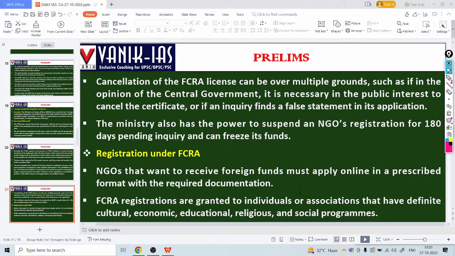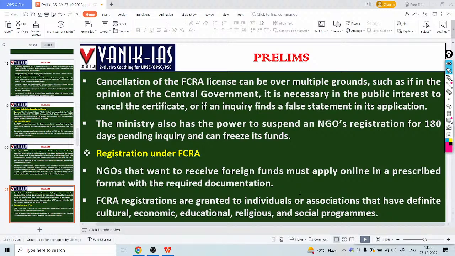If this fund is misused, okay, then the ministry may suspend the registration of that particular NGO which has received this fund. Fine. It can be cancelled. No issue on that. The government, if it wants, can cancel it.